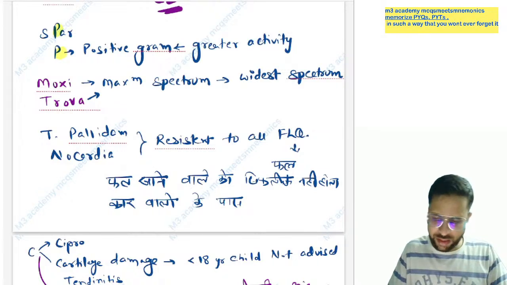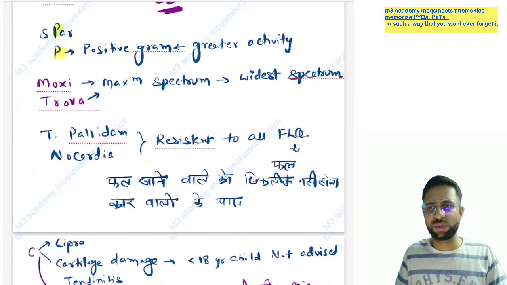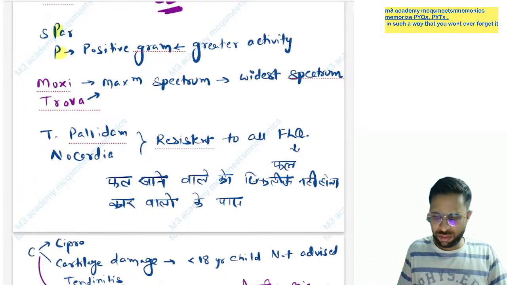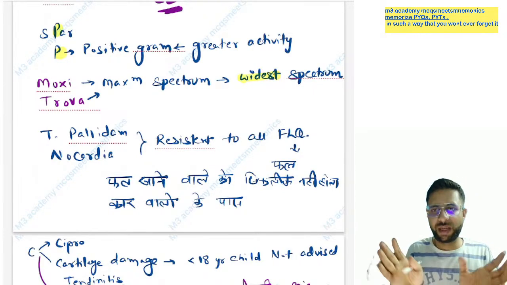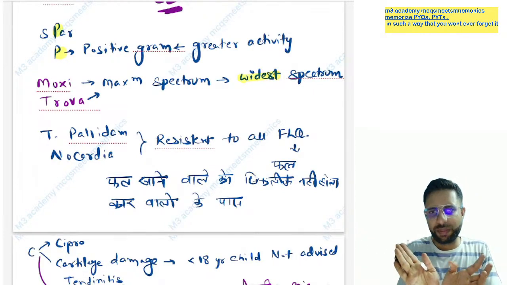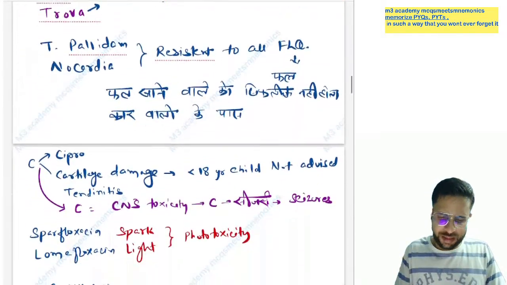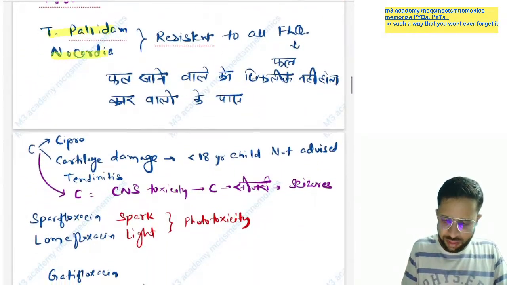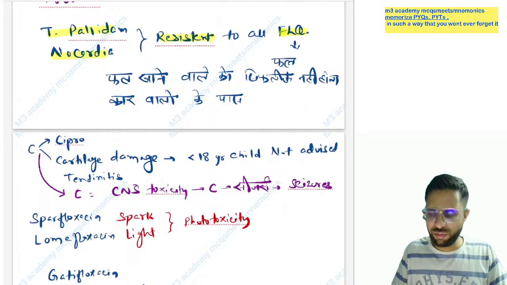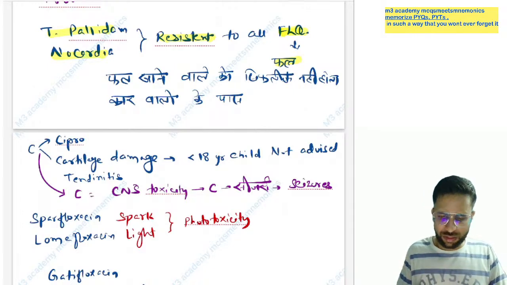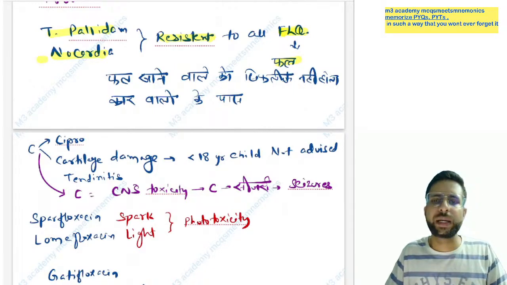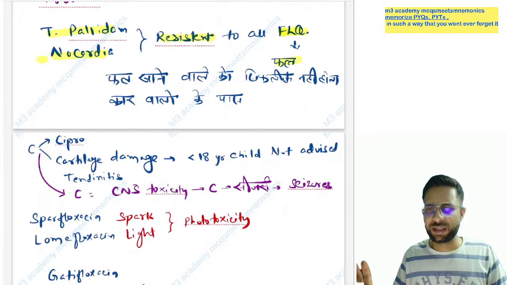Next moxi and travafloxacin. नाम से पता चल रहा है, moxi means maximum spectrum. So you can say widest spectrum. Trava means time, काफी लंबा t half है तो काफी लंबा spectrum भी होगा. Next is Treponema pallidum and nocardia have resistance to all fluoroquinolones. Fluoroquinolone means याद कर सकते हो फल. So अच्छे फल खाने वाले को सिफिलिस नहीं होता, और जिनके पास कार होती है, मतलब फल जो बेचते हैं उनके पास कार नहीं होती. तो दोनों चीजें से कार नहीं होती मतलब नोकार्डिया. तो Treponema pallidum मतलब सिफिलिस और nocardia दोनों रेजिस्टेंट होते हैं फ्लोरोक्विनोलोन से.